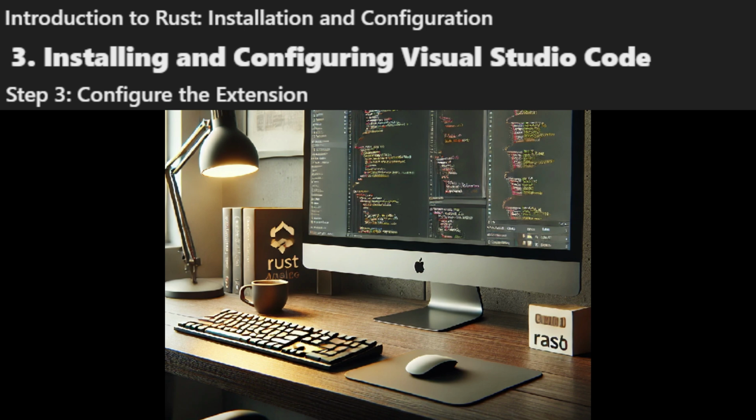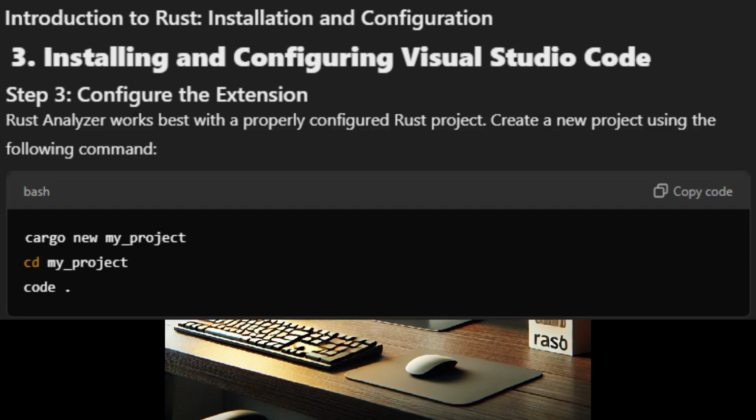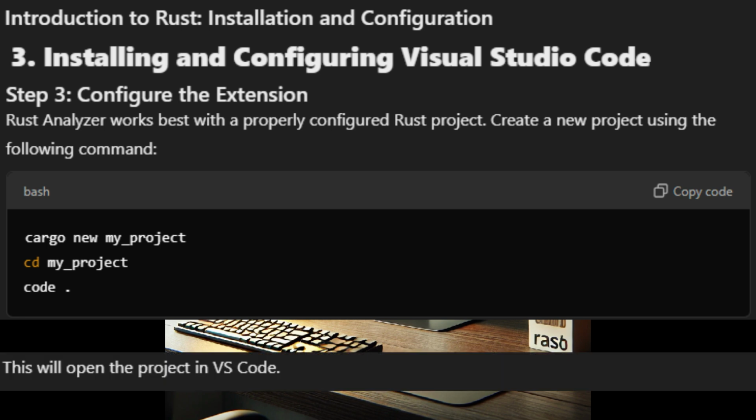Step 3. Configure the extension. Rust Analyzer works best with a properly configured Rust project. Create a new project using the following command. This will open the project in VS Code.